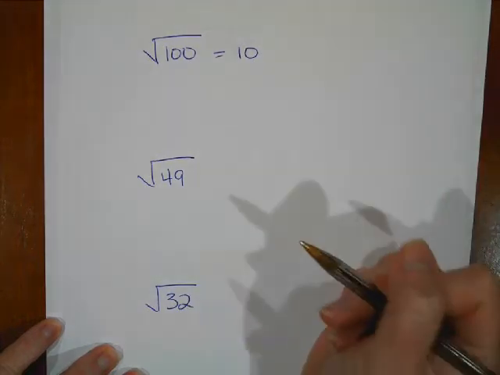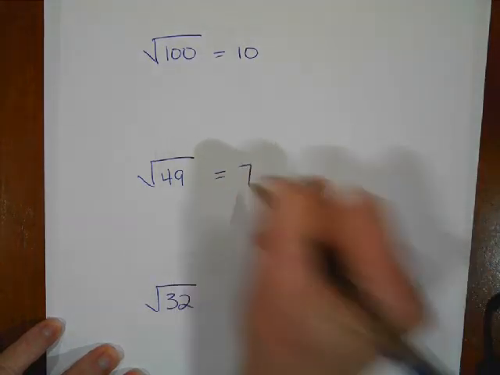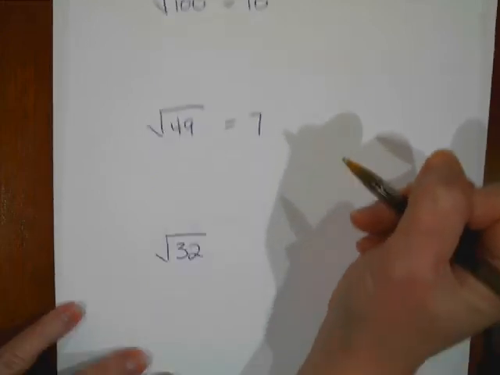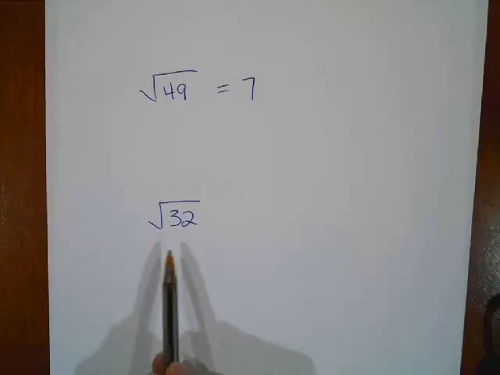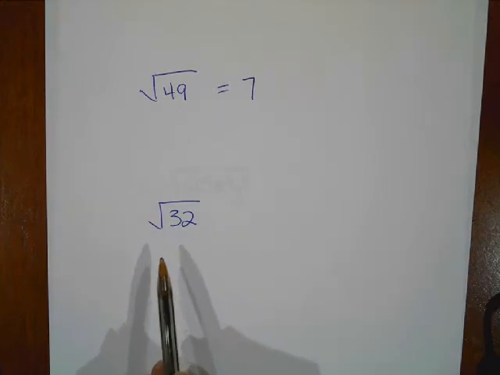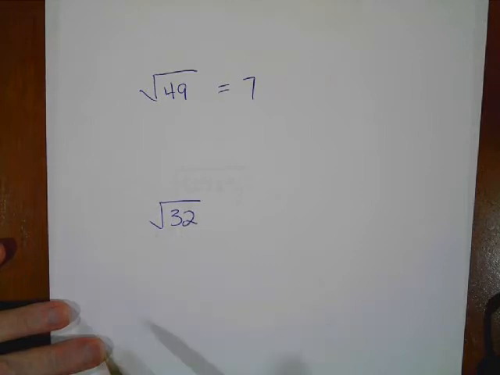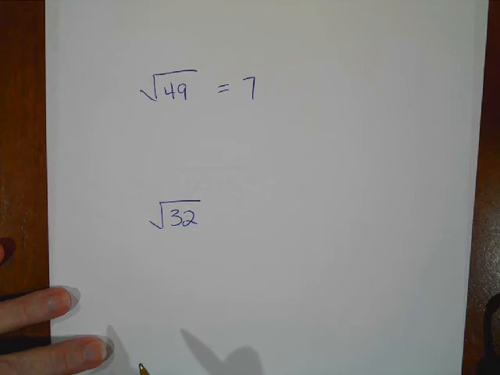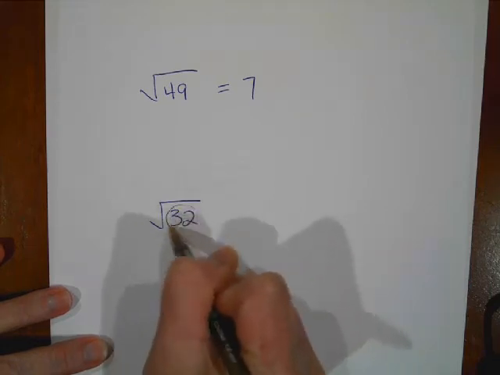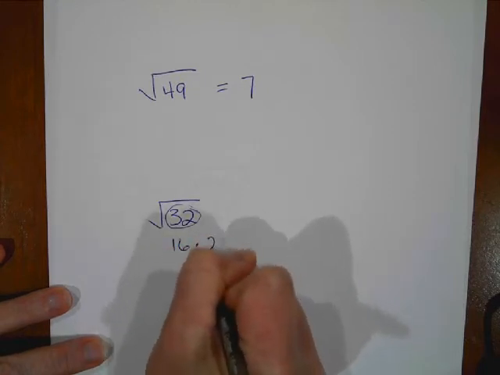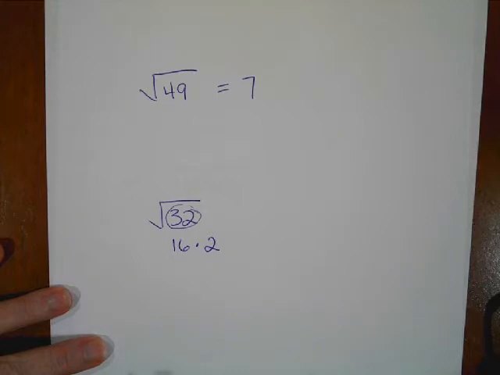The square root of 49 is going to be equal to 7 because it's also a perfect square, because 7 times 7 equals 49. But you have something like the square root of 32, that's not a perfect square. 25 is a perfect square, 36 is a perfect square, but 32 is not. However, there is a perfect square hiding within that. And so if we break apart 32, 16 times 2 is the same thing as 32.